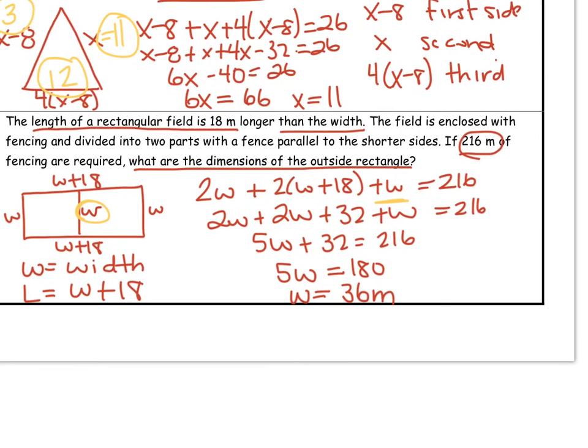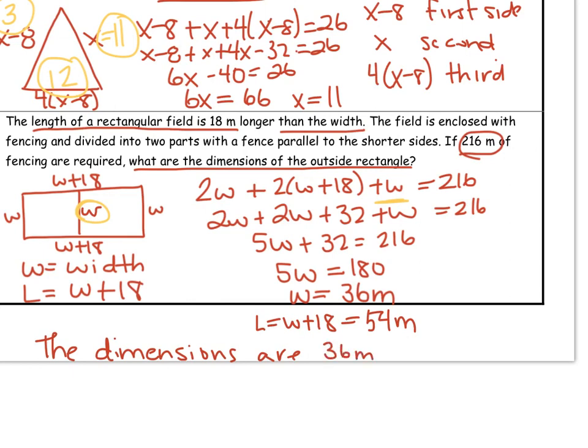So the width is 36 meters. The length is equal to the width plus 18. So 36 plus 18 is 54. So our answer, the dimensions of the field, are 36 meters and 54 meters. Okay, so moving on to the video.